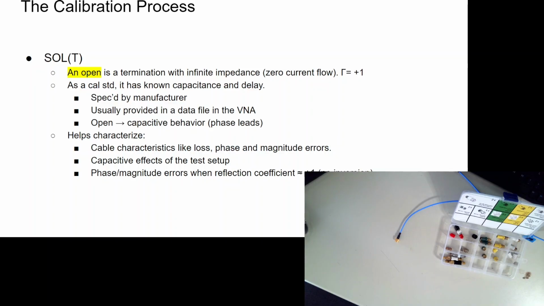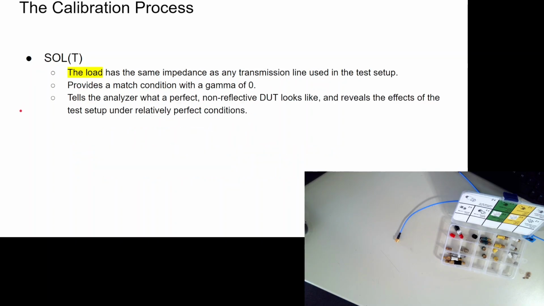We can also characterize the capacitive effects of the test setup because we know what's in that calibration standard, so any additional capacitance we measure we know has to be coming from our environment. And then we can look at phase and magnitude errors because we have a reflection coefficient of +1, and we will see them in a slightly different light because of that.